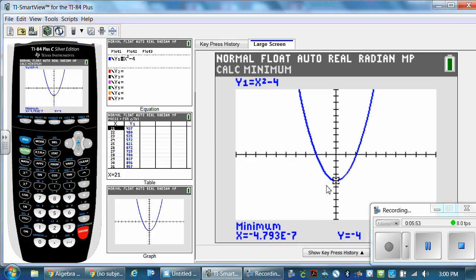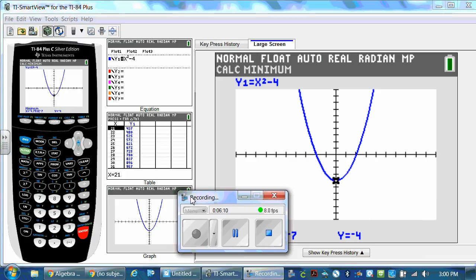So it's just a rounding error. The calculator is trying to come up with where this hit, and it just got rounded off a little bit. You would all know if it said 3.999 that it was really 4. It's the same thing here. If you see something like this, this is really 0. So this minimum point is (0, -4).